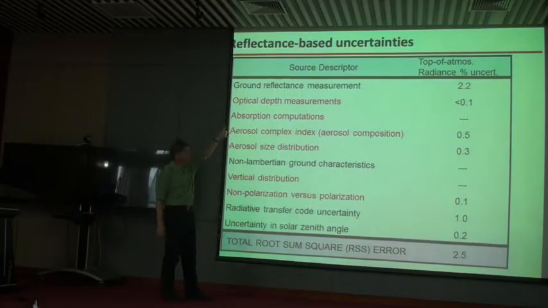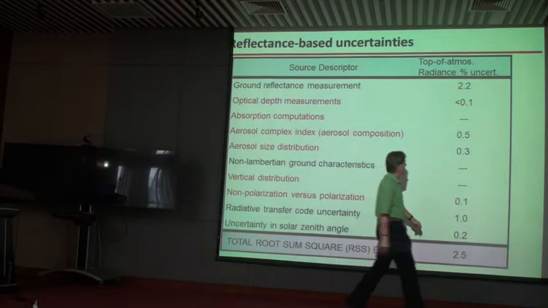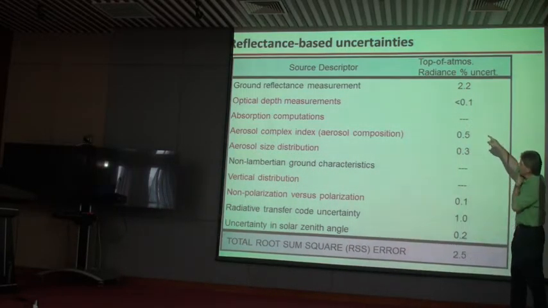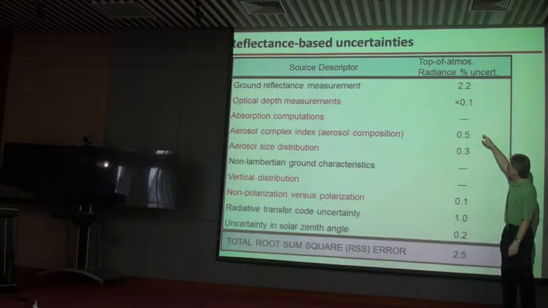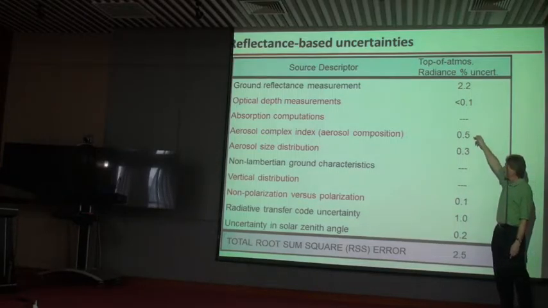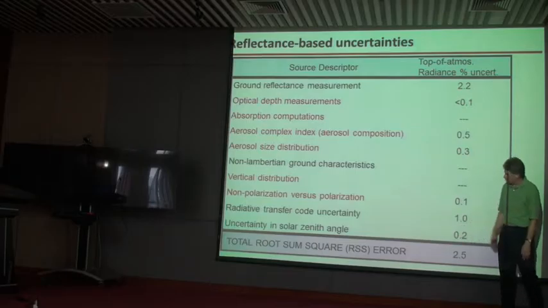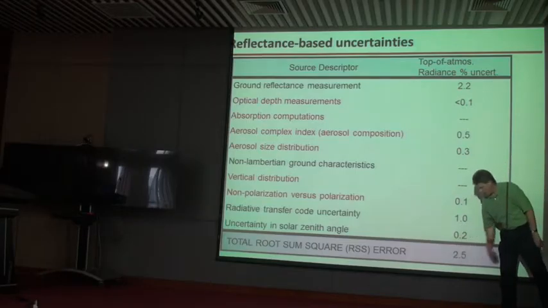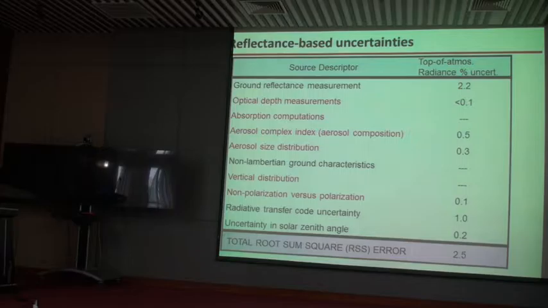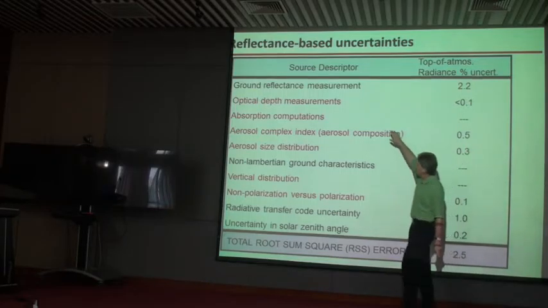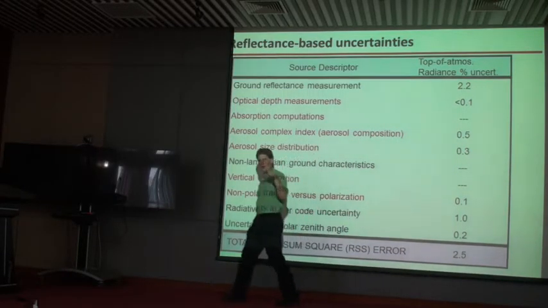And so, to pull out the key parts there in terms of the top level, that gets us to this 2.5%. We have 2.2% from the ground reflectance, 0.1 from optical depth, ignore for absorption, 0.5 for complex, 0.3 for size distribution, ignore non-inversion, ignore vertical, polarization 0.1%, radiative transfer code 1%, uncertainty 0.2%, RSS 2.5%. All of the red ones are what we're going to talk about now.